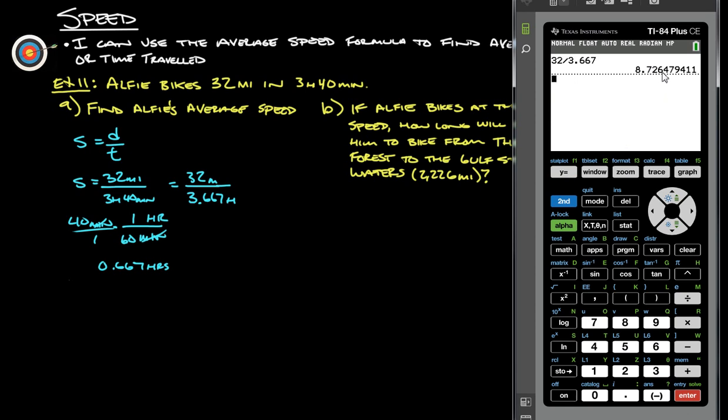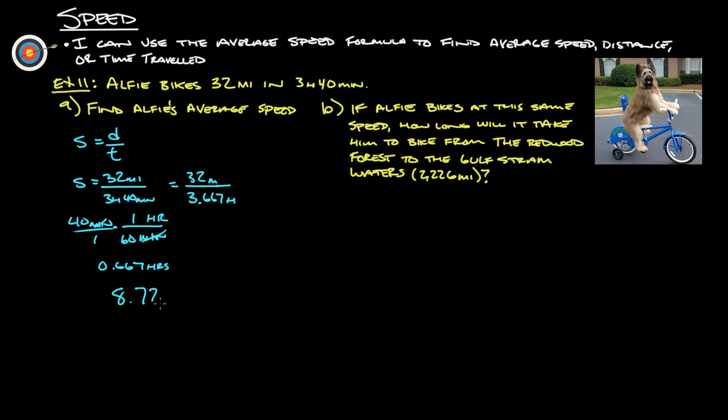We get 8.726. And this is our speed, right? And that's miles per hour. We usually want to try to round this to three significant figures if it doesn't ask us to. So that 6 tells the 2 to get bigger. So our speed is 8.73 miles per hour.